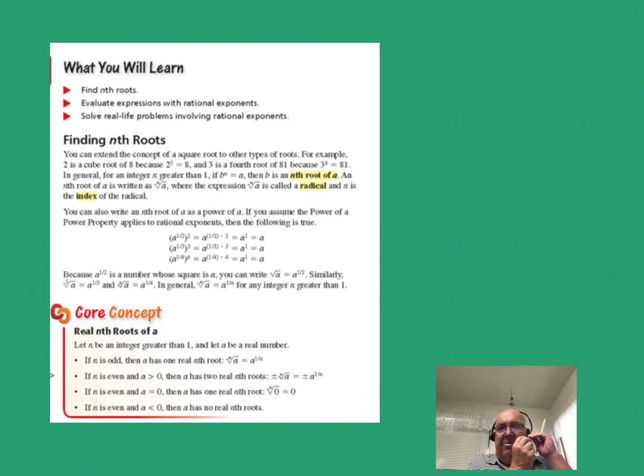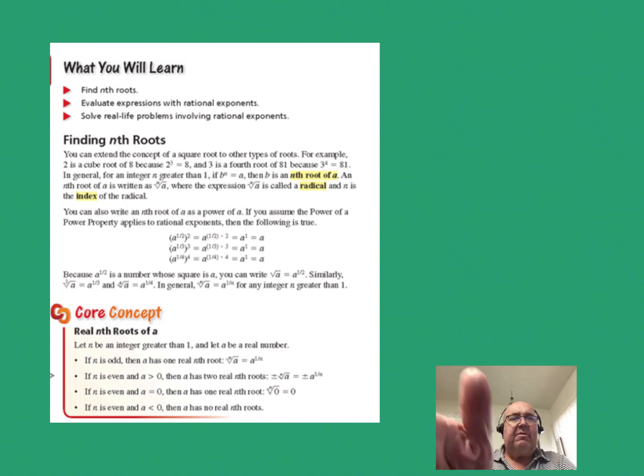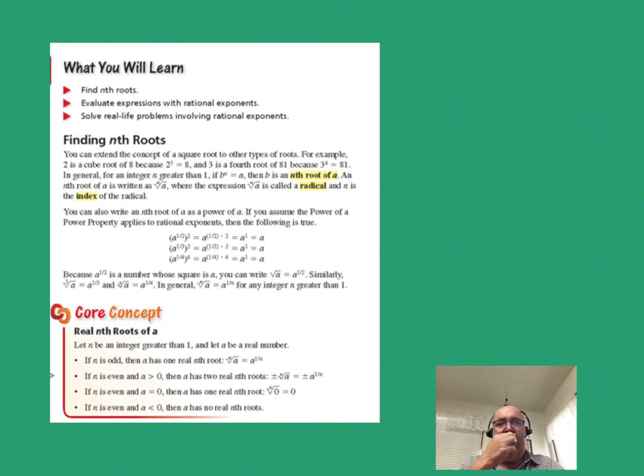You've probably had some experience working with square roots and radicals or finding the square root of a number. In this lesson, we're going to look at nth roots, which is a number root. And we're going to be looking at rational exponents, which basically are a combination of finding an nth root and then a power.